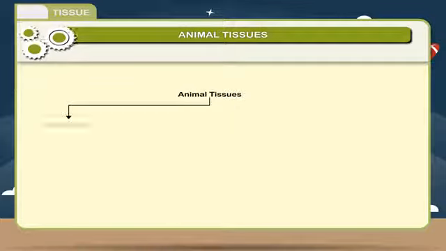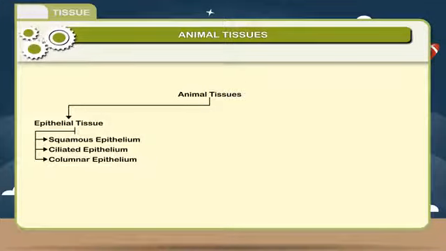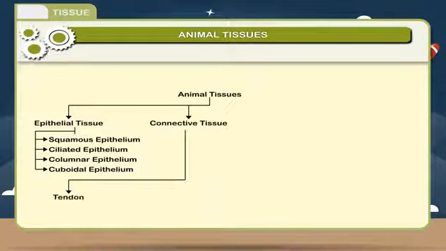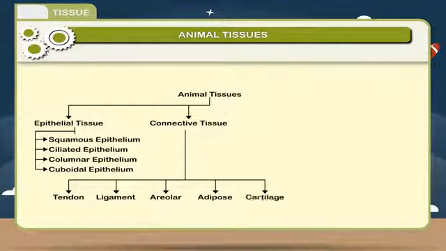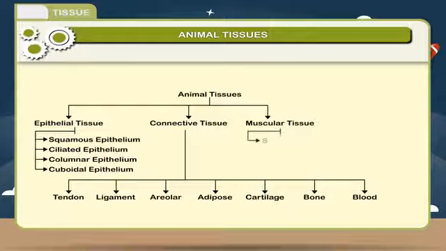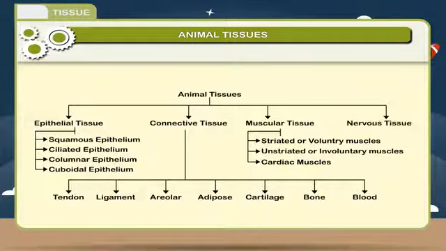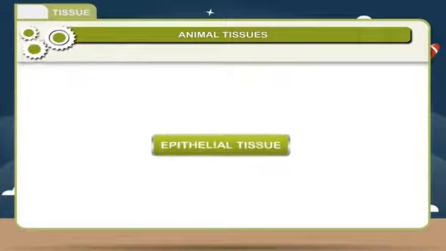Animal tissues. Epithelial tissue: squamous epithelium, ciliated epithelium, columnar epithelium, cuboidal epithelium. Connective tissue: tendon, ligament, areolar, adipose, cartilage, bone, blood. Muscular tissue: striated or voluntary muscles, unstriated or involuntary muscles, cardiac muscles. Nervous tissue.